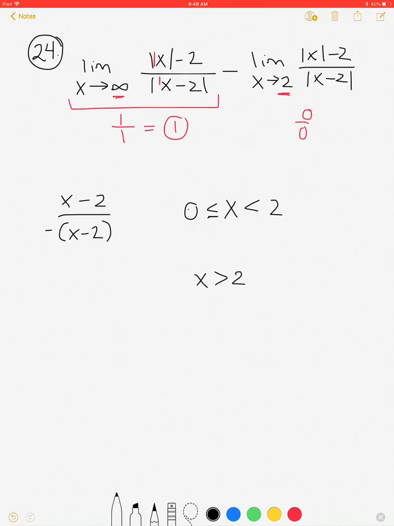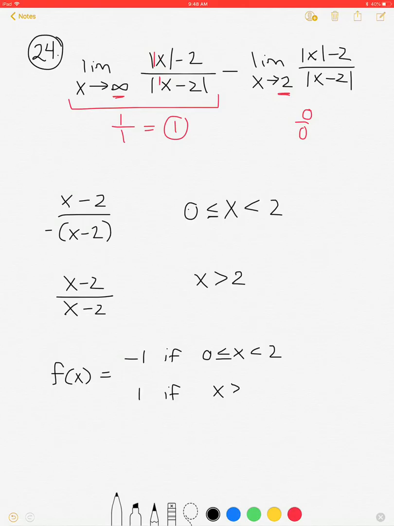So as long as we're between 0 and 2, x is still positive. All right. Now if x is greater than 2, then the numerator and the denominator will both be positive and we don't have to worry about it, so they're just going to stay the same. All right, so if we simplify this, we get f of x equals -1 if x is between 0 and 2, and +1 if x is greater than 2. You can put the brackets if you like.